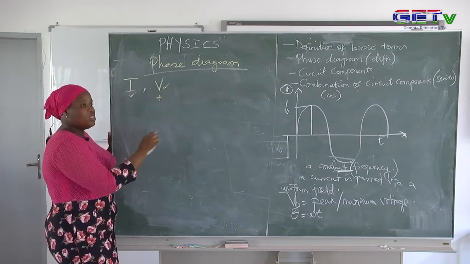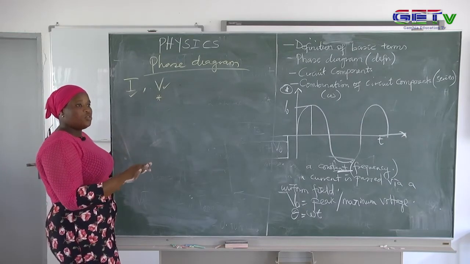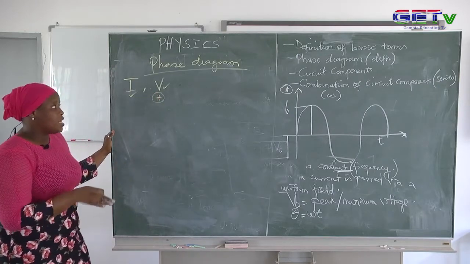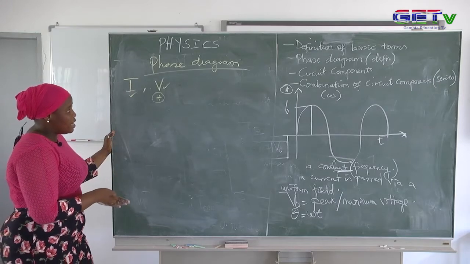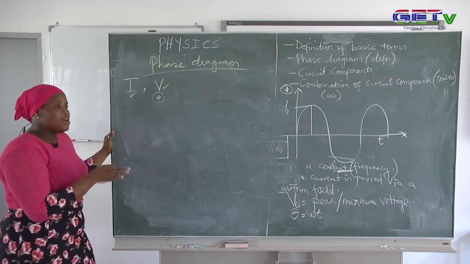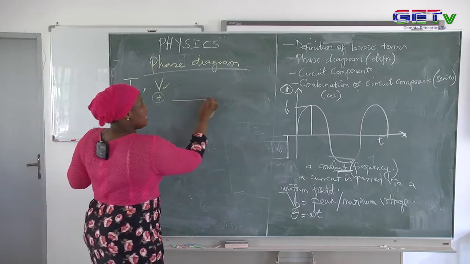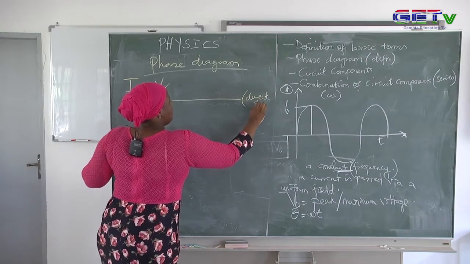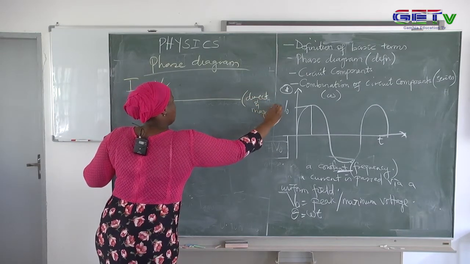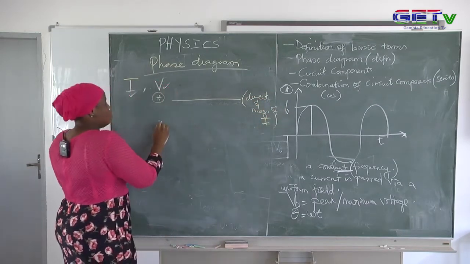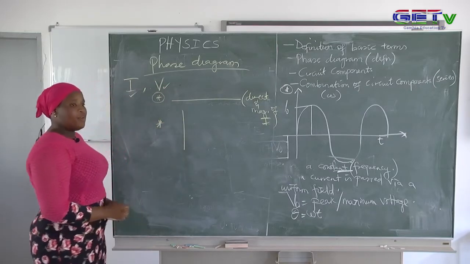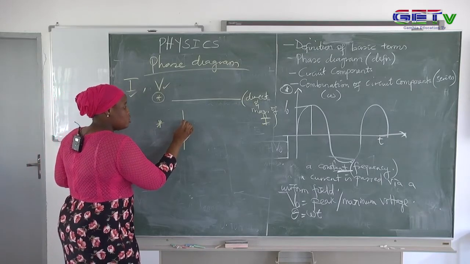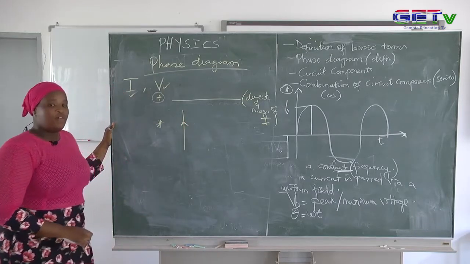Now, in drawing a phase diagram, you need to adopt these steps. The first thing you need to do, this is just conventional, it is not compulsory, but I think if you follow these rules, you wouldn't have any problems in drawing a phase diagram. Whenever you are to draw a phase diagram, you need two lines, a vertical line and a horizontal line. Usually, the horizontal line will give the direction and magnitude of the current. And the second line will be vertical, and this line can be vertically up or vertically down. Then the arrow should show the direction, whether it is vertically up or vertically down.